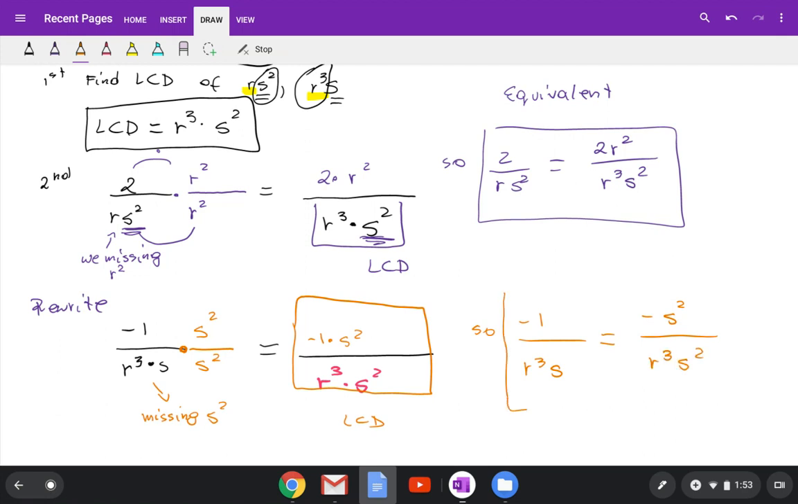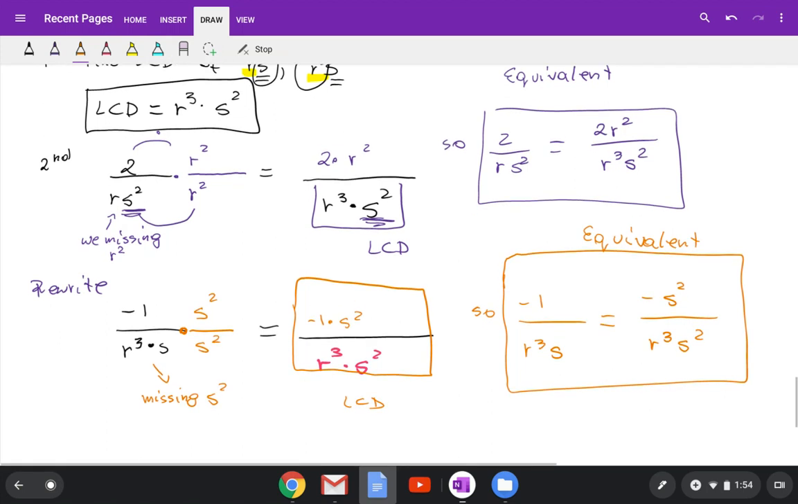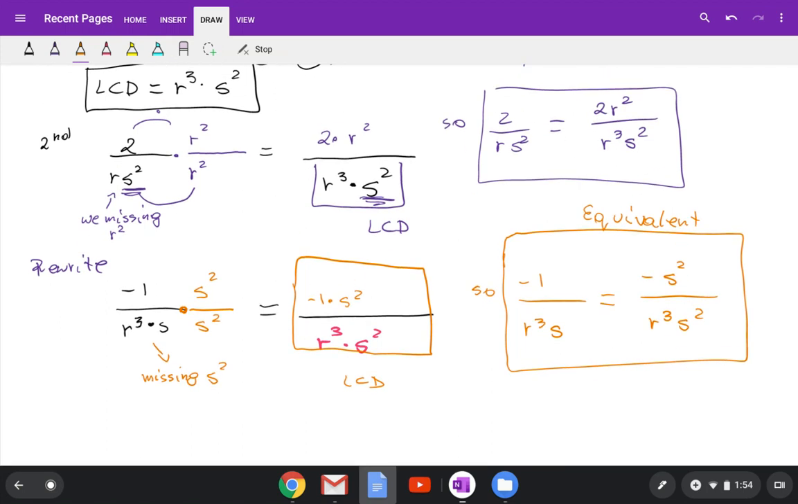And why do we do that? Because, like I mentioned before, we need to have a common denominator to be able to add or subtract rational expressions. And right now, I'm preparing you for that. So we'll need to build those equivalent fractions with the same common denominator. And the common denominator is LCD.